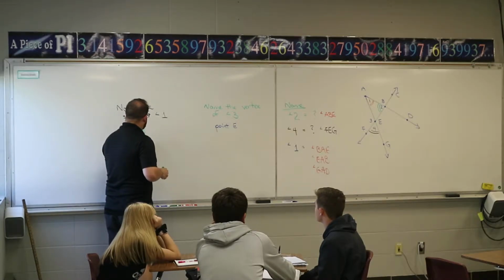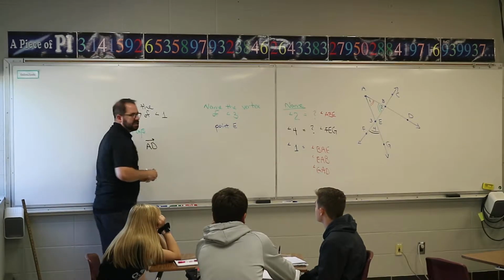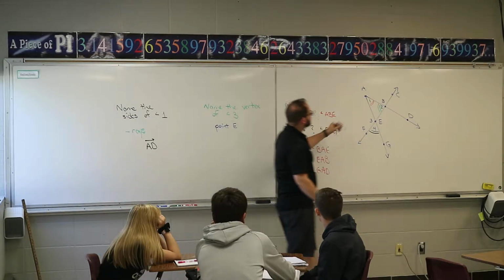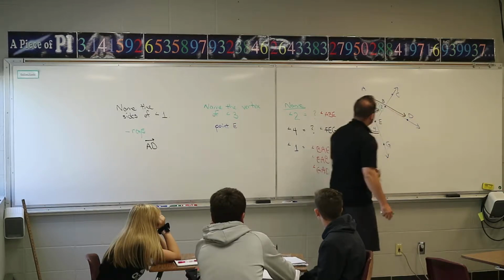One of the walls could be A to D. The ray is going towards D, because the vertex is where angle A sits, right? Because that's where the dot is. So this is one of the rays. It's one of the walls for angle number 1.